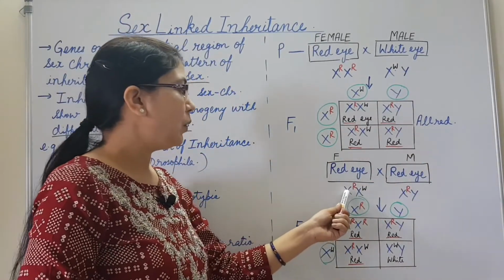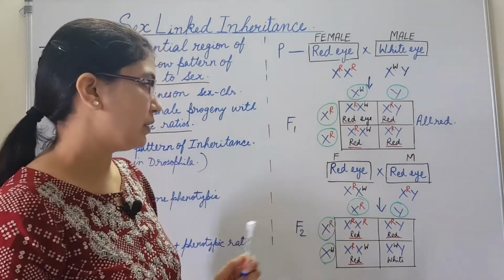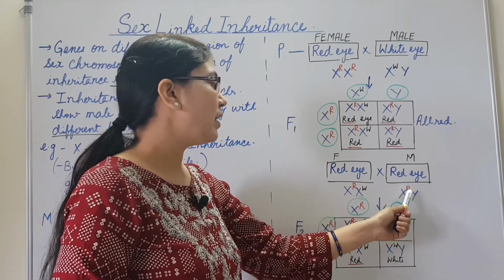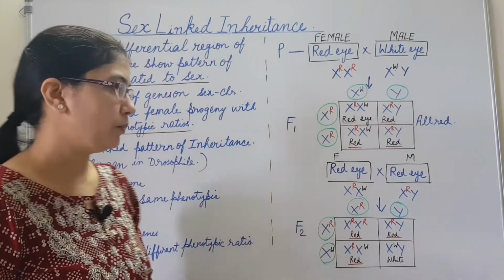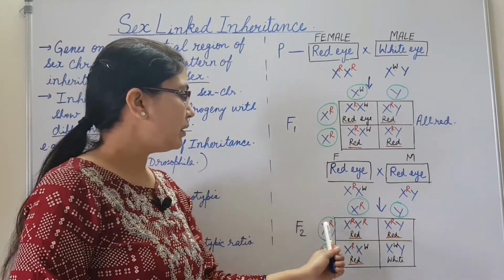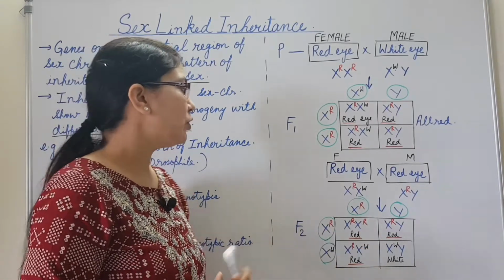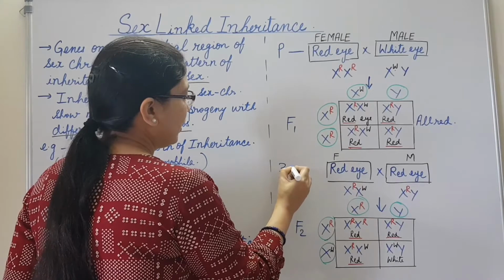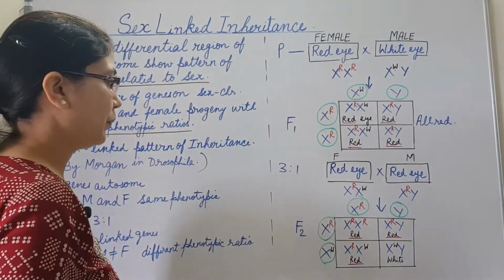Now, the F1 female is crossed with the F1 male. In the female, there is one allele for red eye and one allele for white eye. And in the male, one allele for red eye is present, as there is one X chromosome and the other is the Y chromosome. This is the male gamete, this is the female gamete. If we see the F2 progeny, then red-eye and white-eye individuals are produced in the 3:1 ratio.